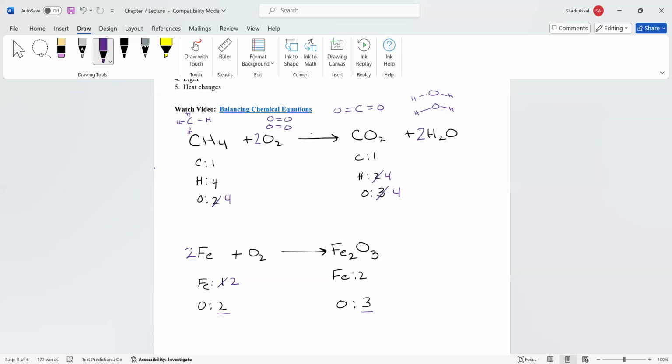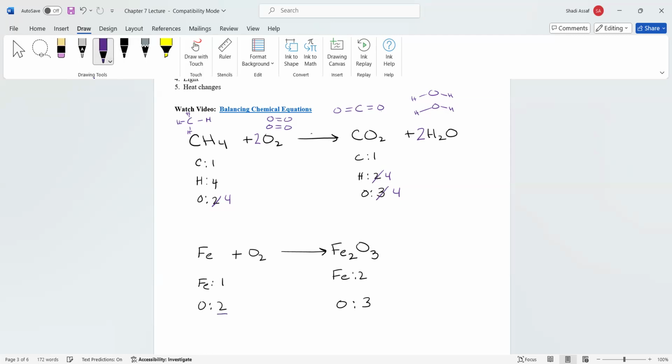So what you do is you actually need to figure out another number that you can add in front of this substance to balance the oxygen on the other side. So what we need to do is actually start over. We're going to erase the one for iron, and instead of starting with iron, we're going to start with oxygen.